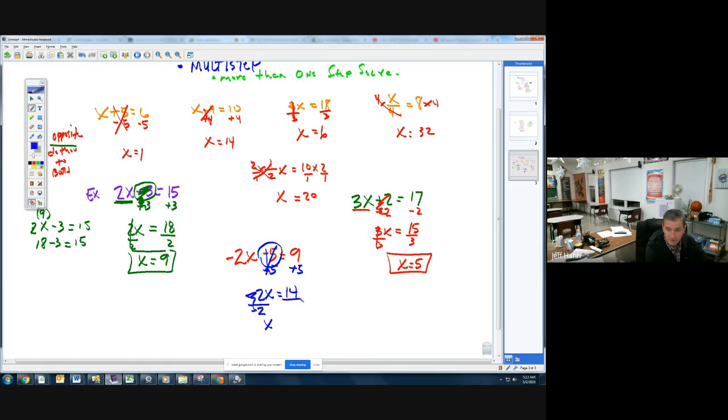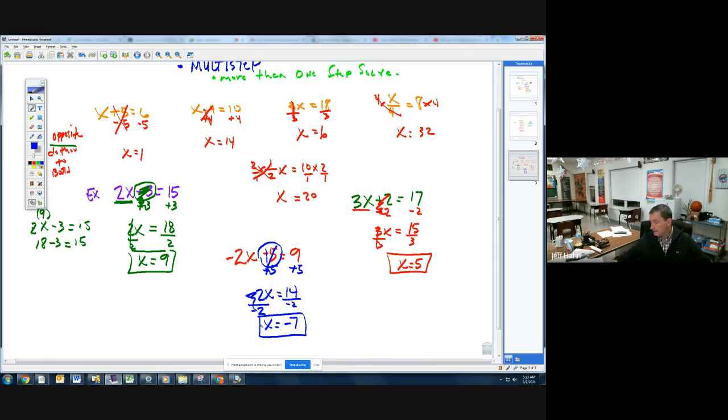But I also have to divide this by a negative 2. And if you look at your rules, a positive divided by a negative gives you a negative. One negative makes the whole thing negative, so x equals negative 7. So be careful with those positives and negatives.